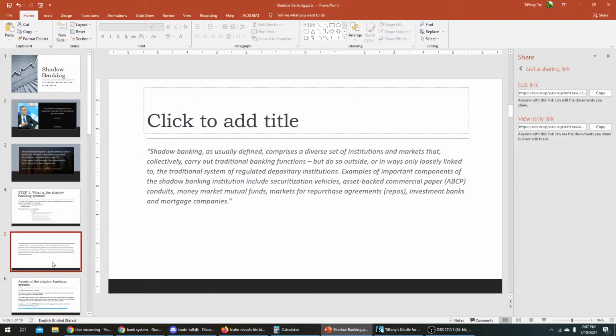Important components of the shadow banking system include securitized vehicles, asset-backed paper conduits, money market mutual funds, and markets for repurchase agreements, for investment banks and mortgage companies. Mortgage companies, what is one I can toss off the top of my head? You have all these REITs, you have Invesco, Investment Real Estate Trust, and all these other ones that just won't come to my head.